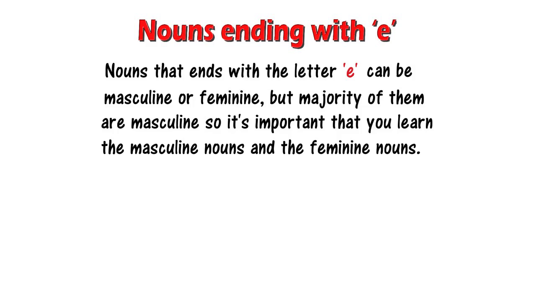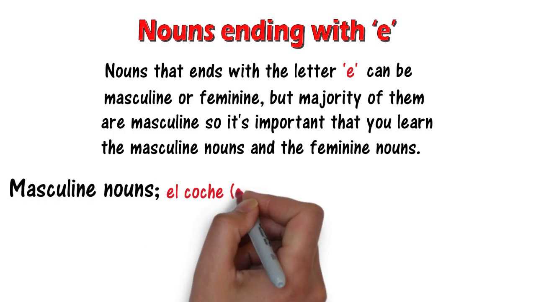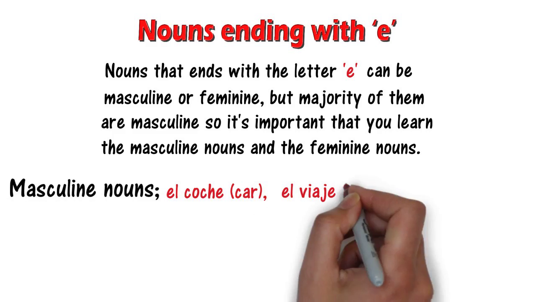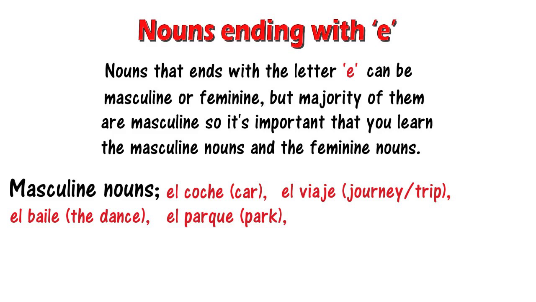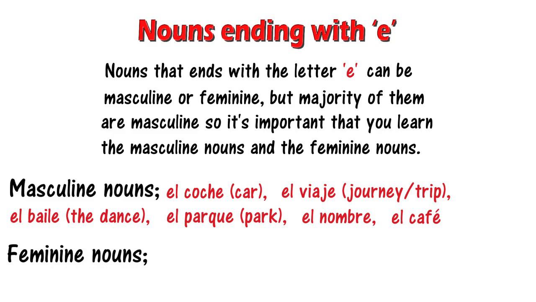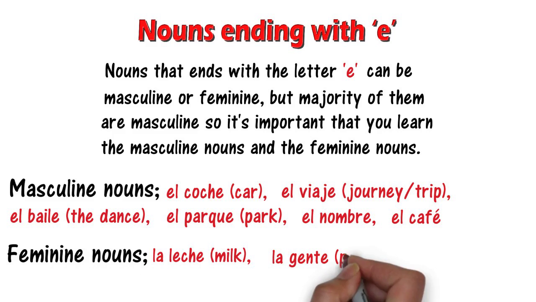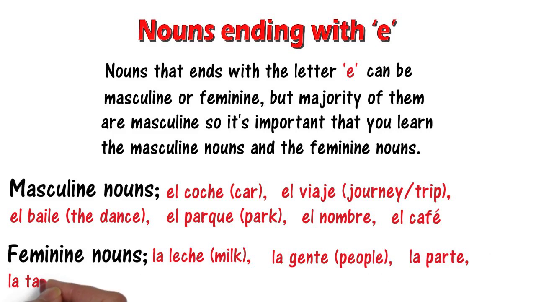Nouns that end with the letter E can be masculine or feminine, but the majority of them are masculine, and so it's important that you learn the masculine nouns and the feminine nouns. Let's look at a few examples. With the masculine nouns, we have el coche, el viaje, el baile, el parque, el nombre, el café. And with the feminine nouns, we have la leche, la gente, la parte, la tarde, la noche, la calle, etc.